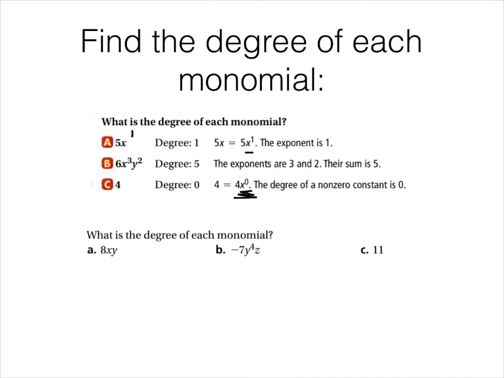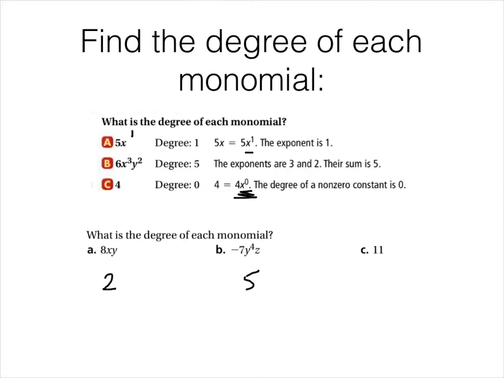So, let's find the degree of each of these. Take a second and go ahead and find them. Alright, you should have 2 for that one, 1 plus 1, because that's the degree on each variable. You should have a 5 for this one. The negative does absolutely nothing to the degree at all.